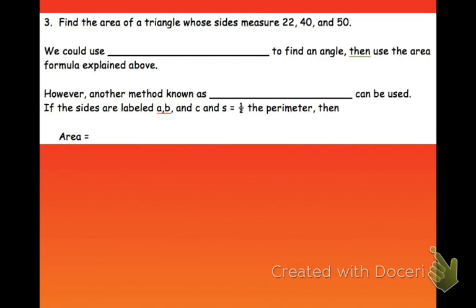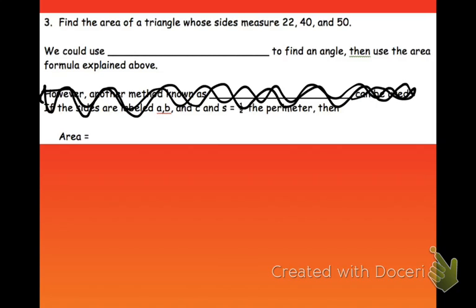We will go through example 3 in class, but what you can do before that is actually cross out this whole piece right here, because we're not going to talk about the other formula that can be used. The area formula works just fine. So we will do example 3 in class.